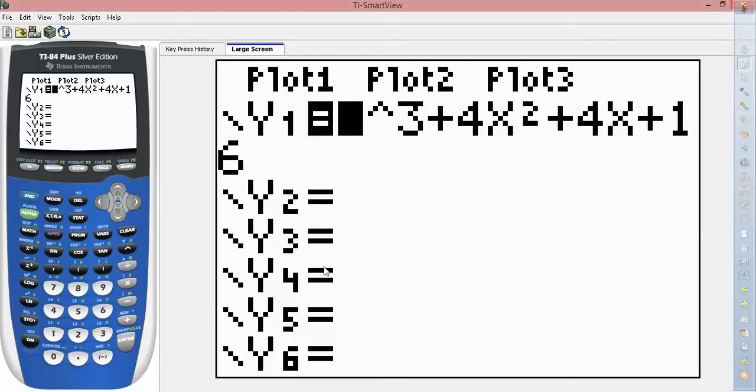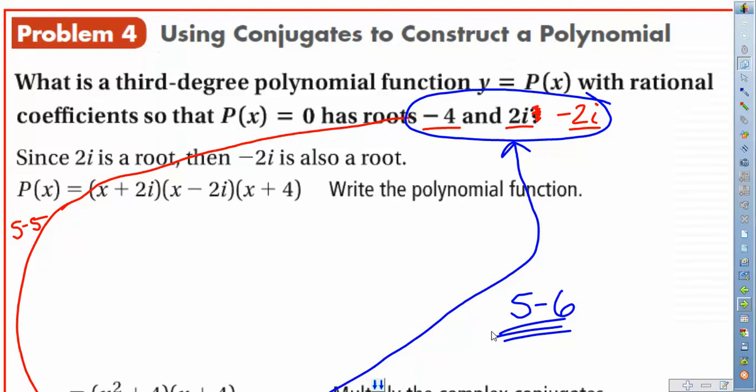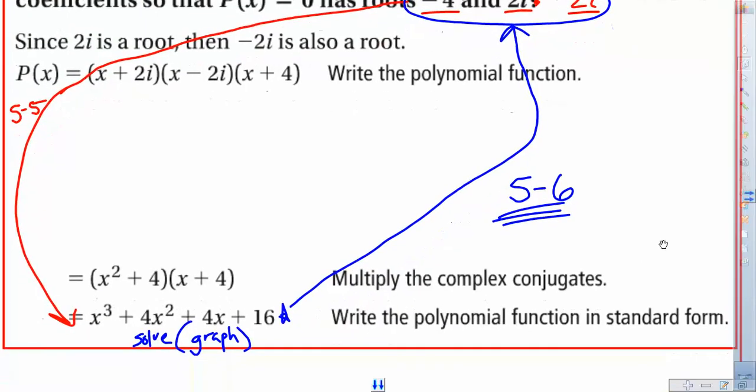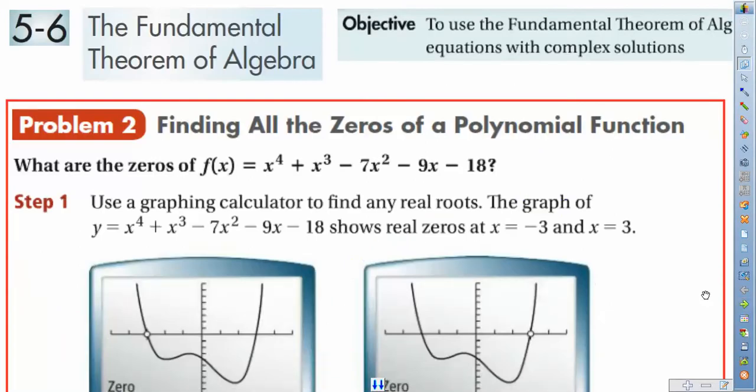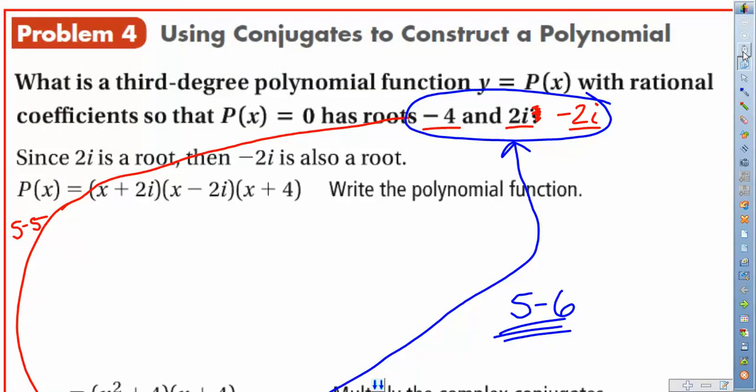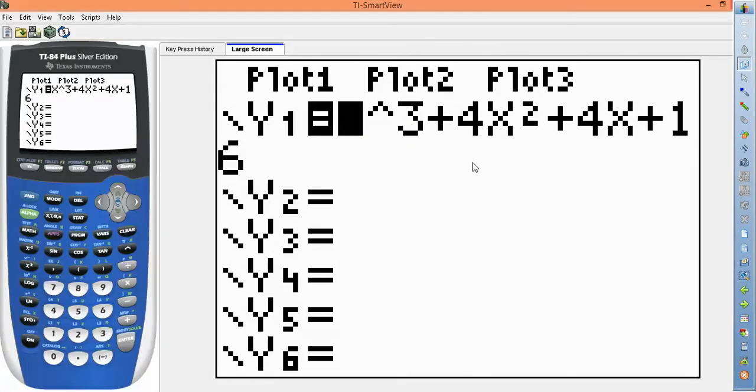And what you see here is I've already typed in the function: x to the third plus 4x squared plus 4x plus 16. Let me just double check to make sure I didn't make any mistakes. X to the third plus 4x squared plus 4x plus 16. Yep, looks good. All right. Now when you type that in, hit graph first.